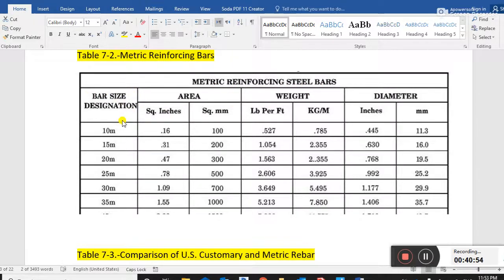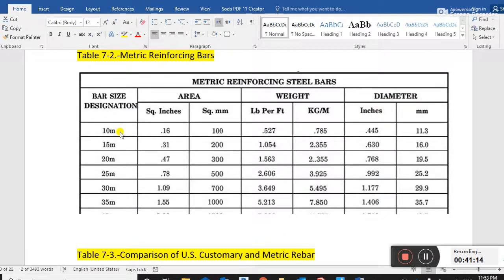This is the bar size designation. This is the area in square inch. This is in square millimeter. This is the weight in lb per foot. This is the weight in kg per meter. This is the diameter of the bar in inches, and this is in millimeter.